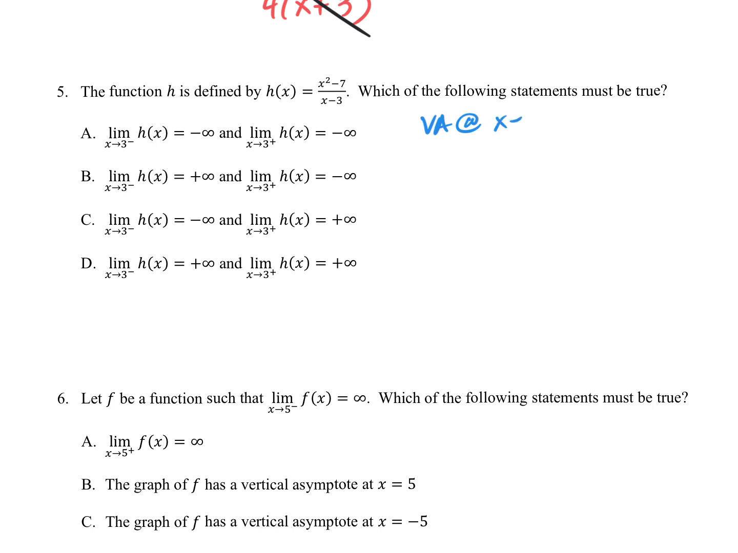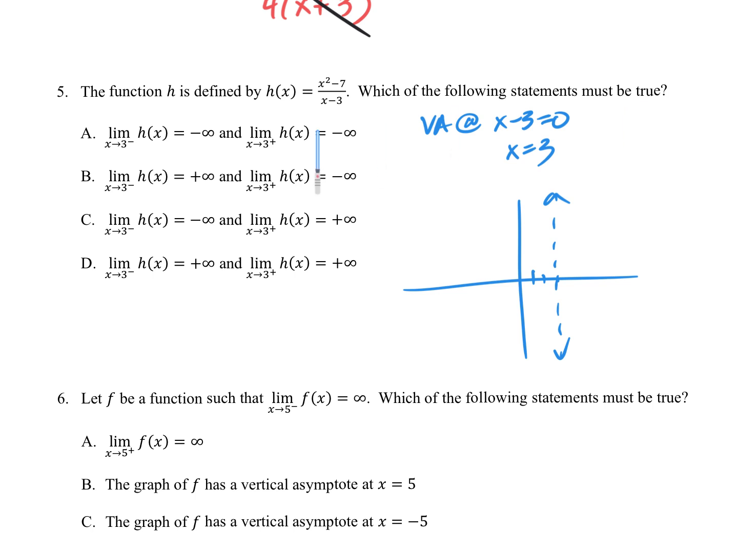You got it. So when that denominator is 0, that's going to be when x is 3. I'm a visual person, people. I'm going to go show at x is 3, I've got a vertical asymptote. And all they said is h is defined by this. Which of the following statements must be true?